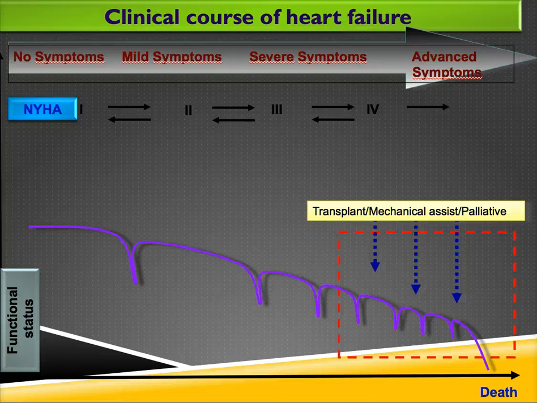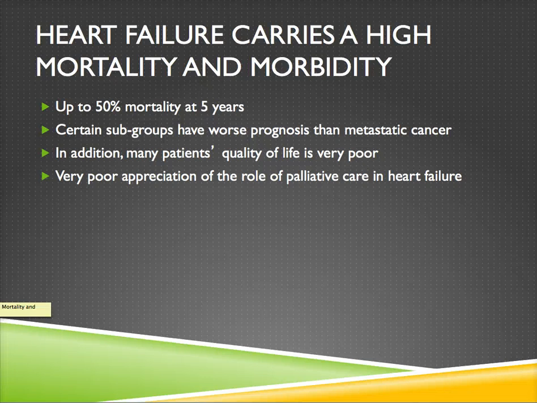That said, a significant number of patients will have a very good quality of life. The population is so vast that it's very difficult to make generalizations. Including elderly patients who have comorbidities, the mortality may be up to 50% at 5 years. In this way, certain subgroups have worse prognosis than patients with metastatic cancer.